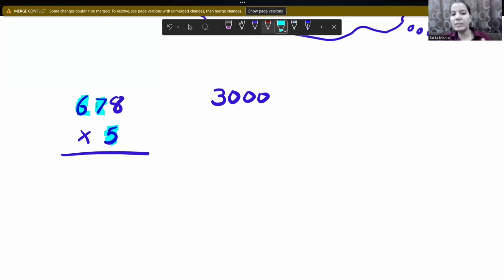Okay, because it is not just 7, it is 70. So 70 times 5 is 350. So yes, we have 350, which means 3,350. This is our next answer number. Then we will just do 8 times 5. 8 times 5 is 40. So 3,350 plus 40 will be 3,390. This is our final answer.